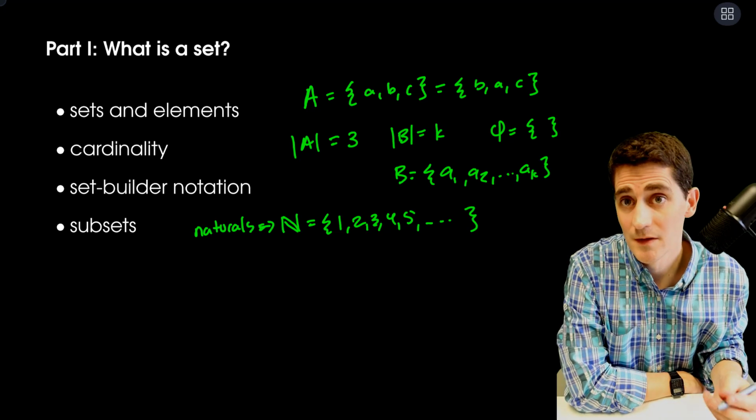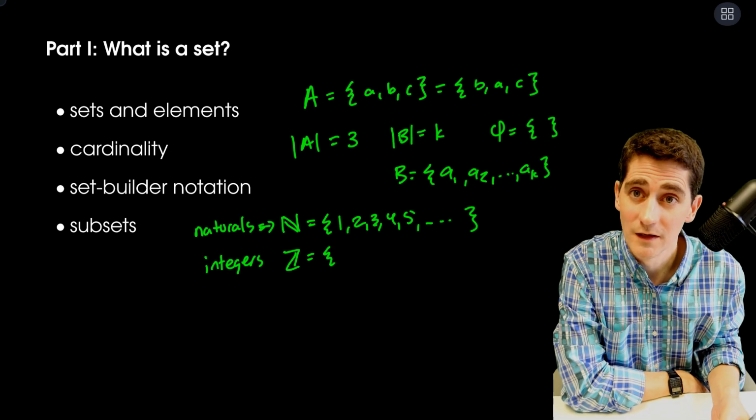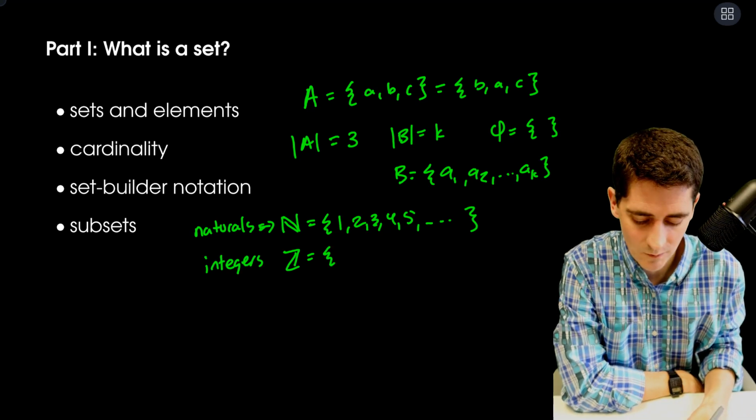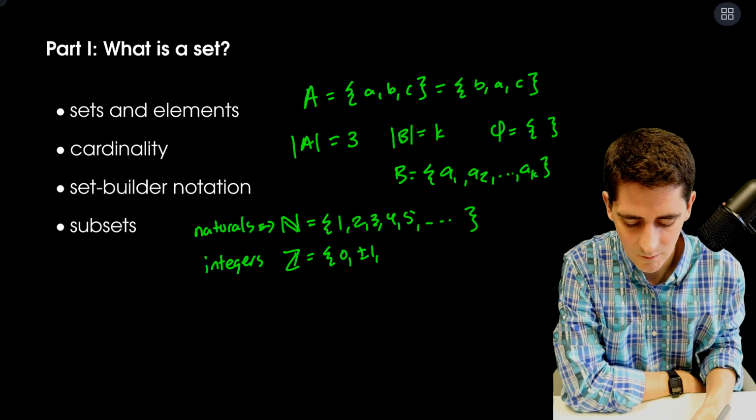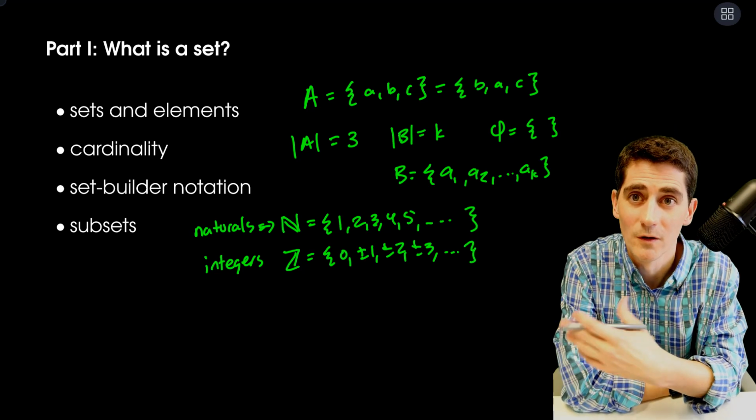We could also go maybe in the negative direction, so we denote that with double stroke Z. We call these the integers, and so a good way we'd list those out would be 0, plus or minus 1, 2, and so on, going out forever. So we call these the integers.